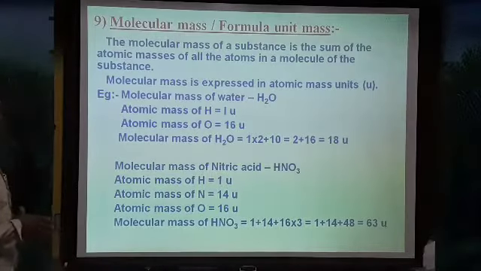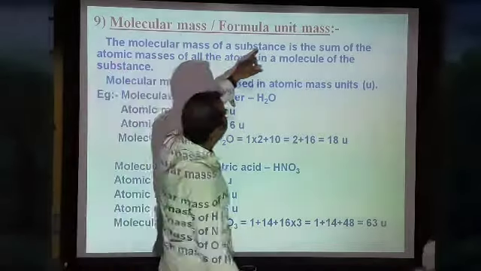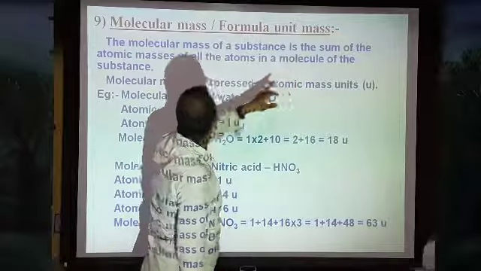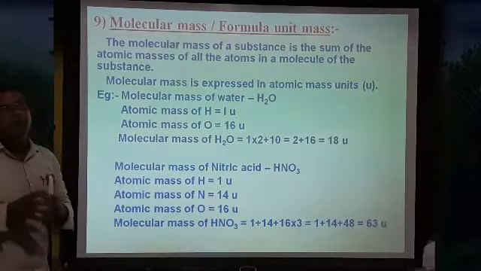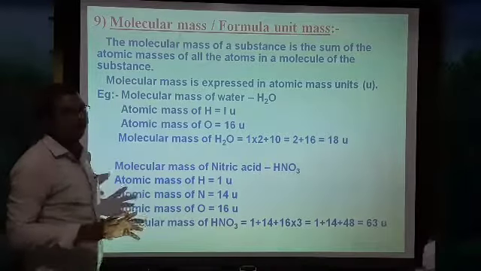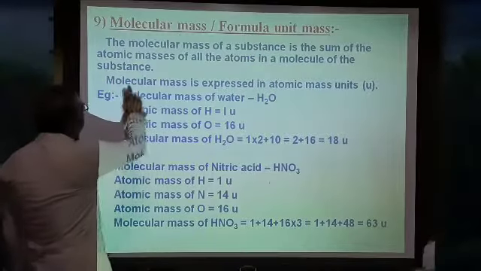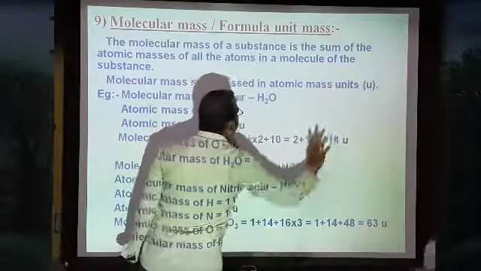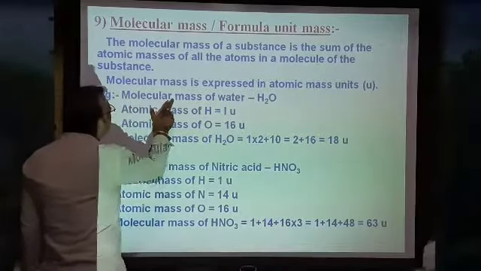You see, next one: the molecular mass or formula unit mass. The molecular mass of a substance is the sum of the atomic masses of all the atoms in a molecule of the substance. How are we able to find the molecular mass, the total mass of a molecule? How many atoms are there? Their masses we need to add all together, and we get the molecular mass. Molecular mass is expressed in atomic mass units, which means we compare with a carbon-12 atom, the standard value that we have discussed.